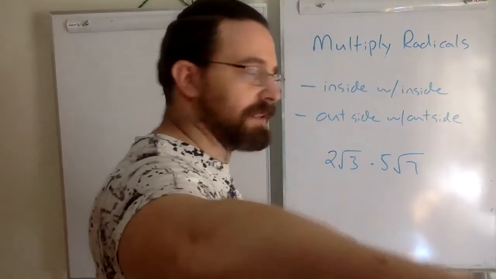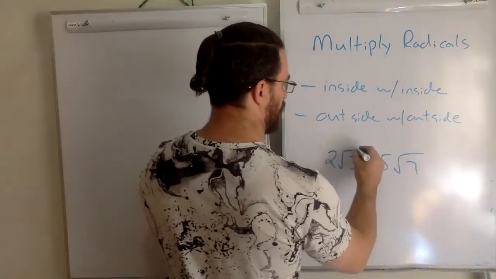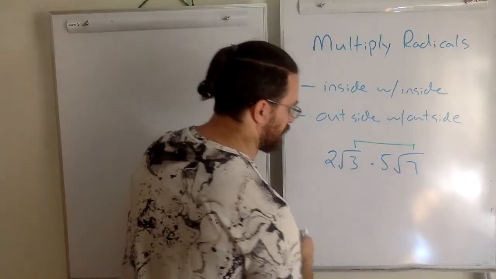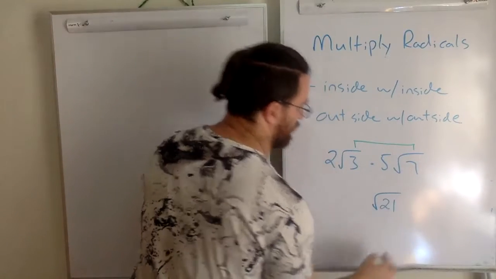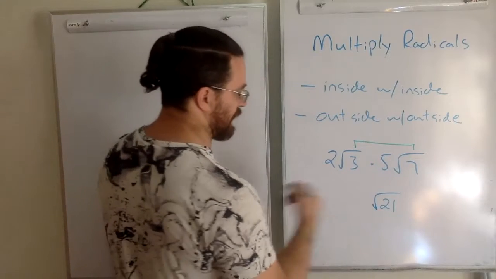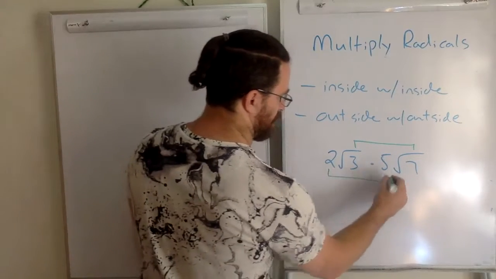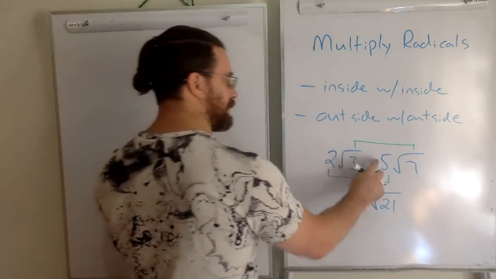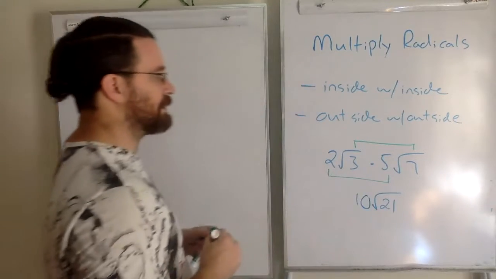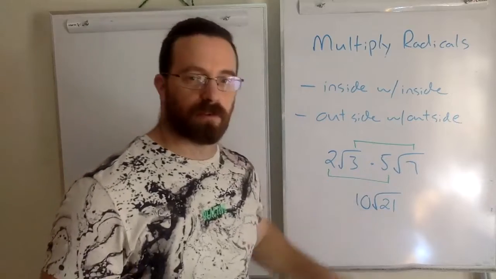So inside with inside would mean you take the radical 3 and the radical 7. Multiply those together and you're going to get radical 21. So that's the inside with the inside. Outside with outside, the 2 with the 5, the numbers that are outside of the radicals. Multiply those together, I get 10. So the answer is 10 radical 21.